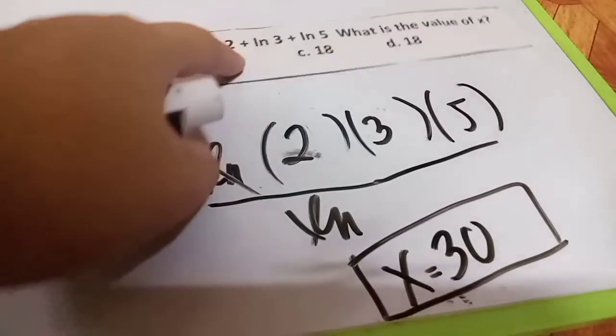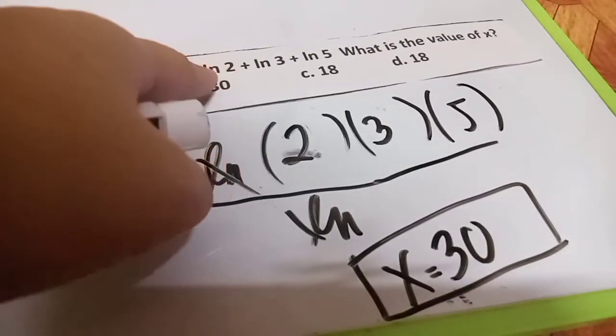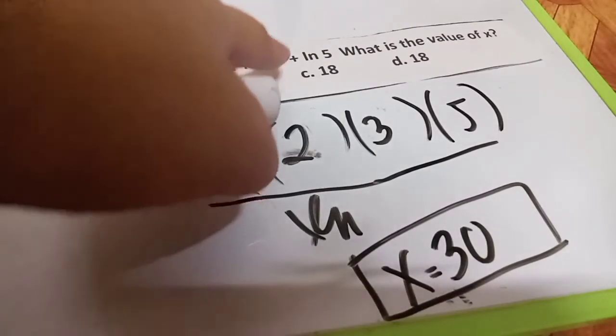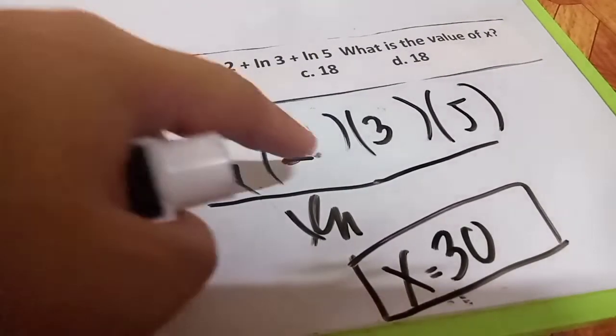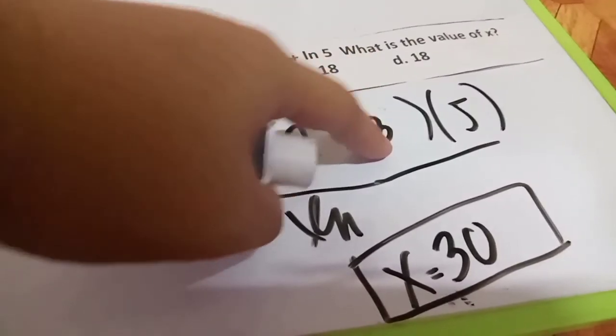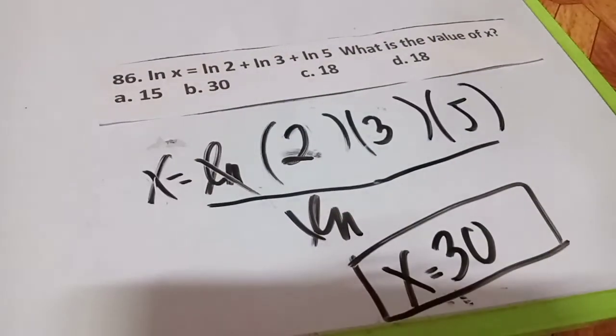So there is a rule. Take note, ln of 2 plus ln of 3 plus ln of 5, and we need to go back to 2 times 3 times 5. So if that is addition, therefore it will become multiplication. If that is subtraction, that will be division. Okay, so the value of x is 30. Okay, let's proceed to the next problem.